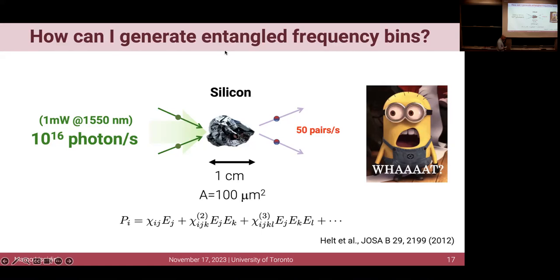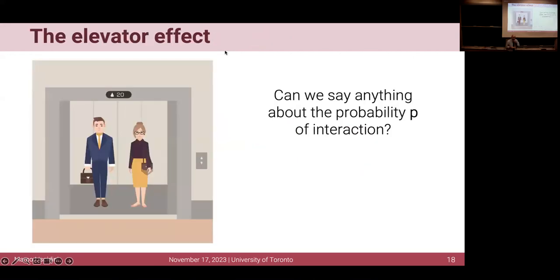And how do I do that? There are several approaches. I will talk to you about the one I use, and the way I also explain it in my courses is the elevator approach, the elevator effect, if you want. So imagine that I have two people in an elevator, and let's say that one is light and the other one is matter, and I want to say something about the probability that they are going to interact.